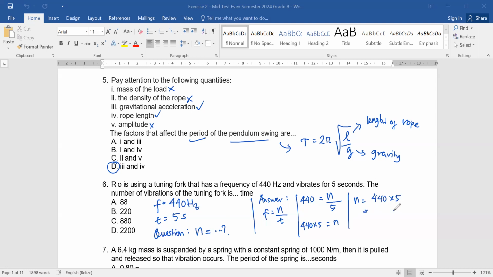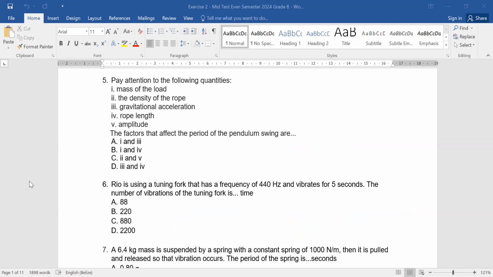So it's going to be 0, 20, 22, so 2,200 vibration. Or some people just call it the times of vibration. So it's D, 2,200 vibration. Okay, that's question number 6. The next one.